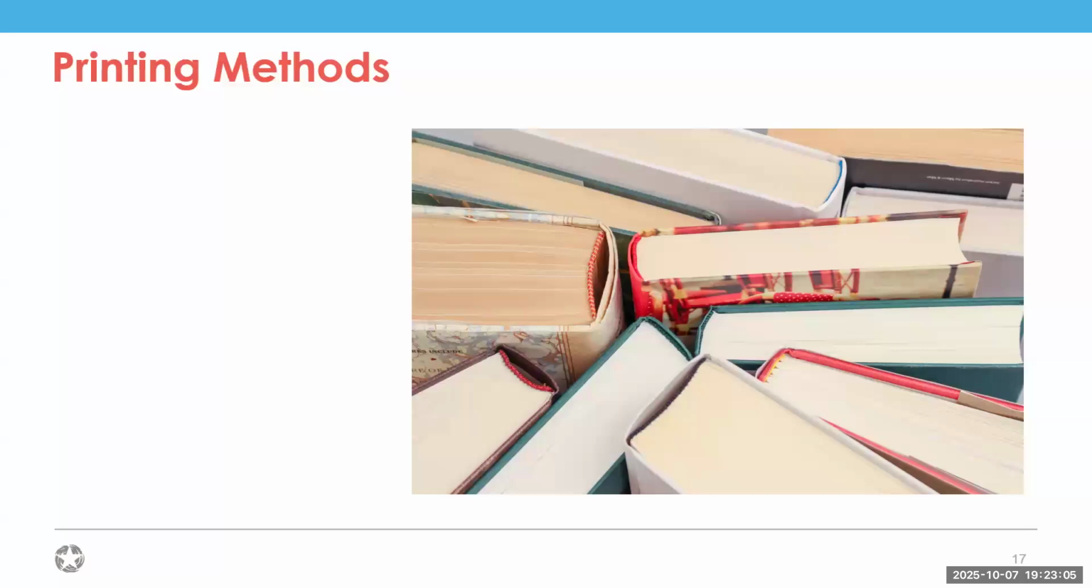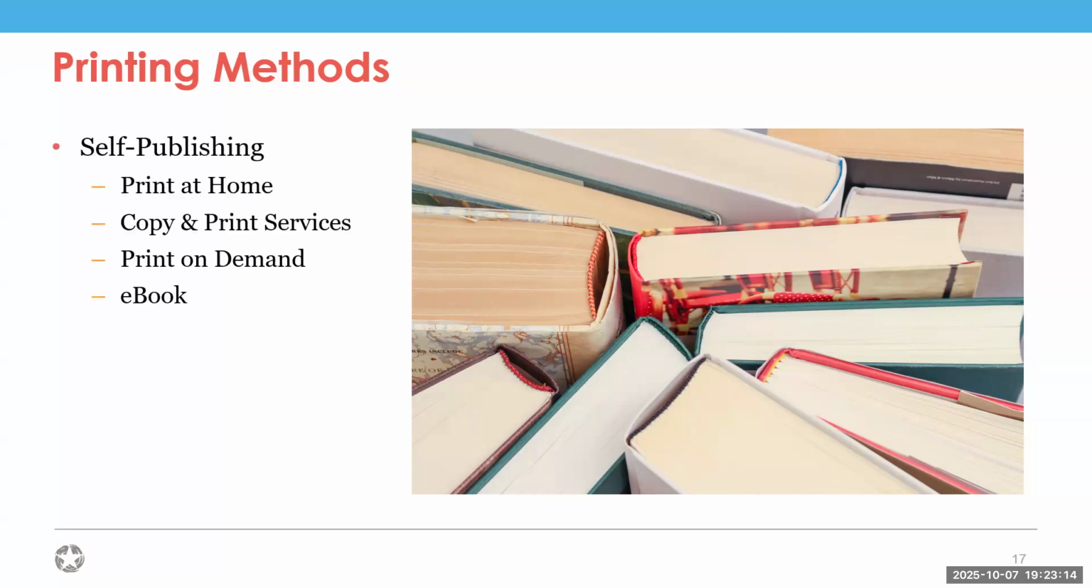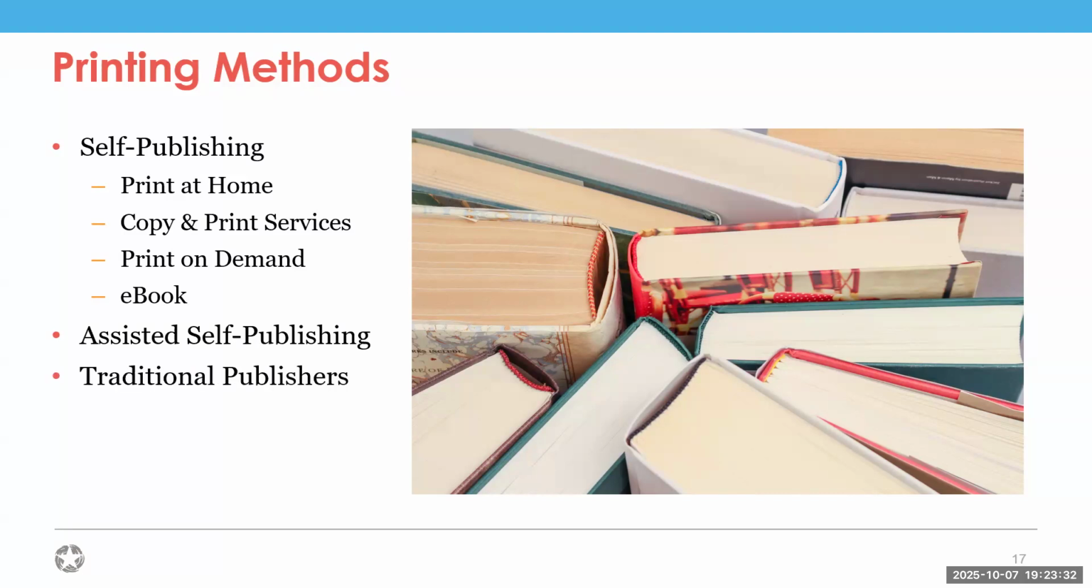Okay. So there are a number of ways that you can print your book. Unless you're going to try and take it to a traditional publisher, most are going to fall under this self-publishing category. And we're going to get into the specifics of these in a minute. If you would like a step above self-publishing, there is such a thing called assisted self-publishing. And then we have the traditional publishers.